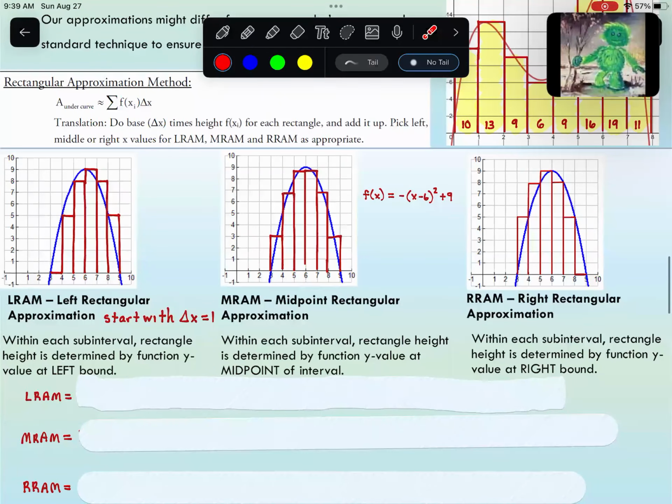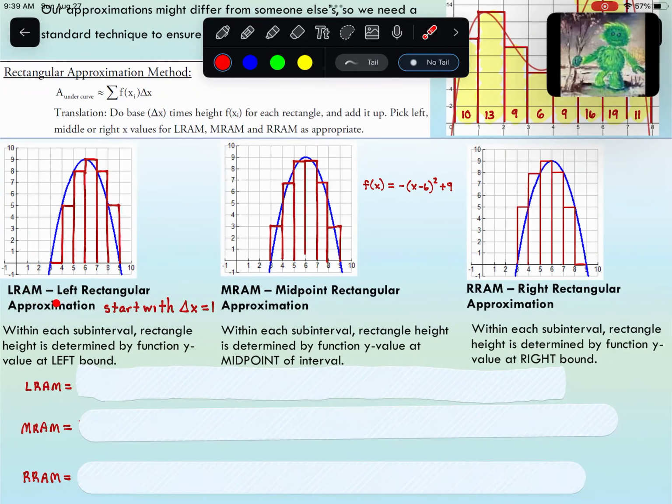We'll start with the LRAM, the left rectangular approximation. Okay. The rule here is, once you've decided how many subintervals you're going to have, within each subinterval, you have to choose the rectangle height based on what your function is doing at the left endpoint of the subinterval. Okay. And again, to make things easier on ourselves, I'm going to stick with delta x, or rectangle widths of 1 for now.